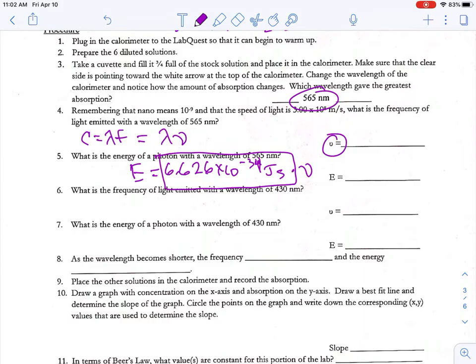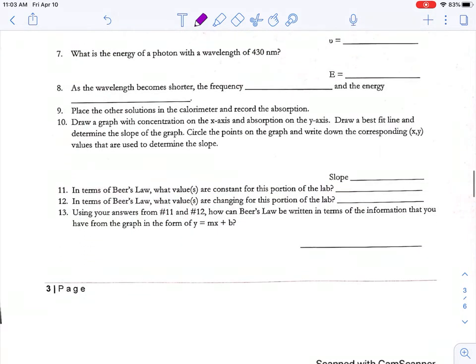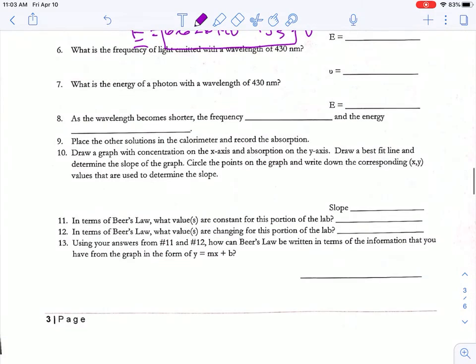And so basically, here's the speed of light. So you have that number. You've got 565 nanometers. That's 10 to the negative 9th. You want to find the frequency that's going to generate this. And then once you get that frequency, you're going to plug that into here to calculate the energy of that photon. So this is just a nice review of your quantum mechanics.